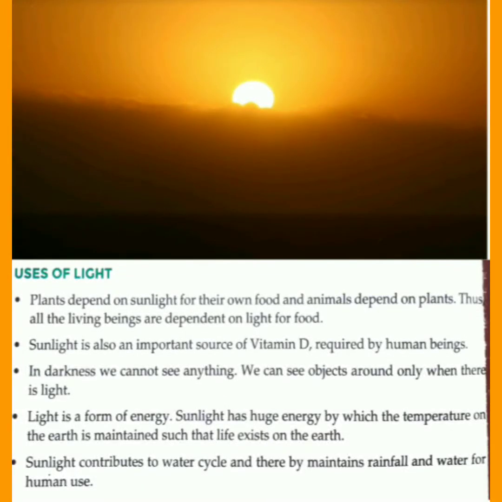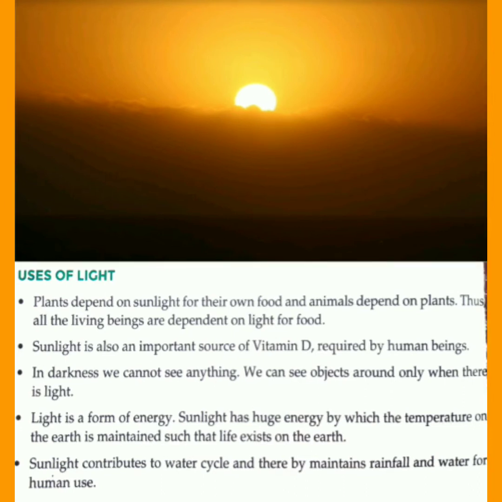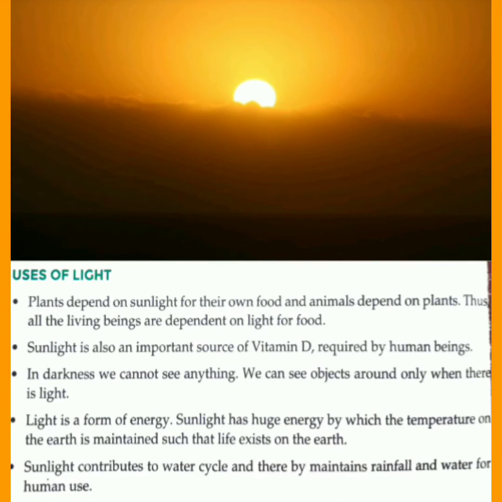Uses of light. We cannot imagine our life on earth without sunlight because plants depend on sunlight for their own food and animals depend on plants. Thus all the living beings are dependent on light for food. Let me explain this. See, plants depend on sunlight for doing photosynthesis and by the process of photosynthesis they make their own food. That is why they are called producers.